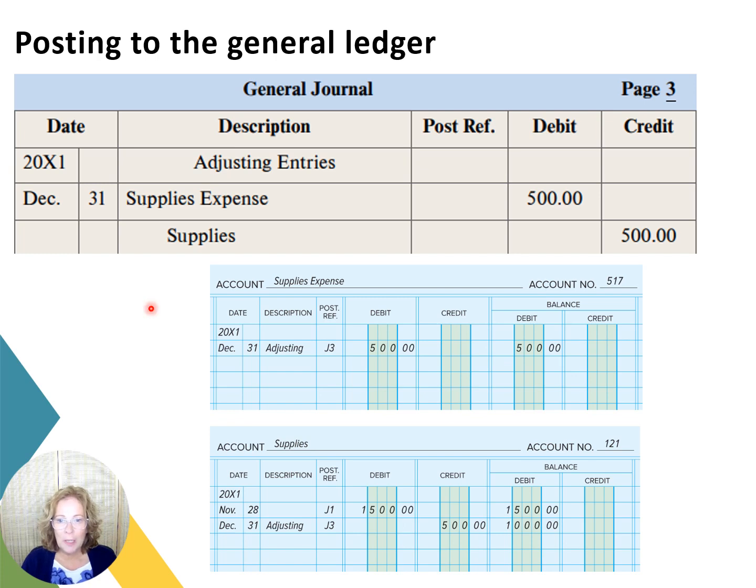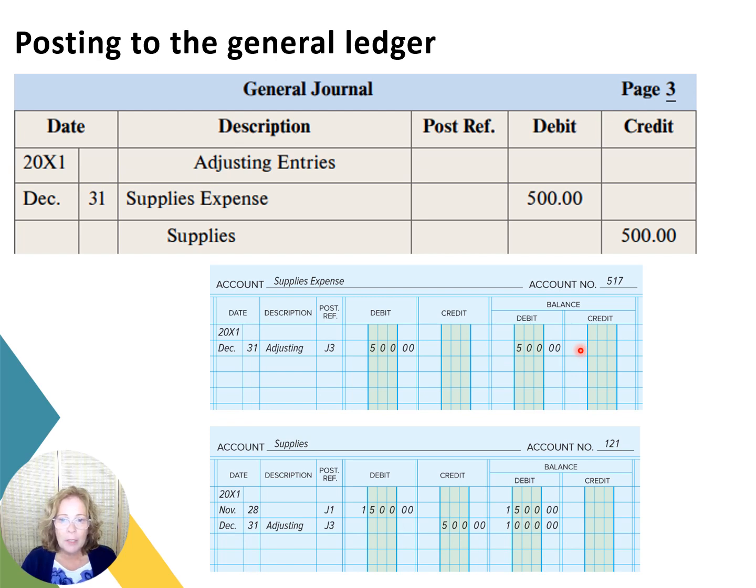Our first journal entry, let's look at the two accounts, supplies and supplies expense, that are listed in our journal entry. Let's write the date into the date column of the supplies expense account, adjusting into the description, the journal entry page J3 into the posting reference column, and $500 into the debit column. This account has no prior activity because the balance before this entry was blank, and therefore the new balance is $500. We write that into the debit column of the balance section.